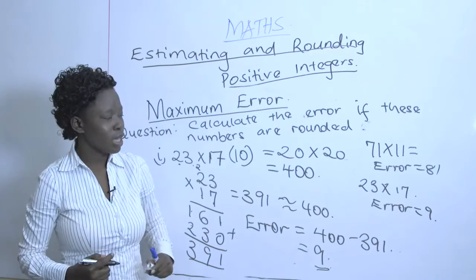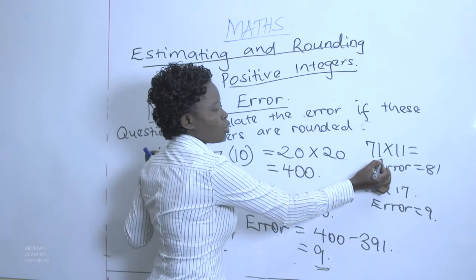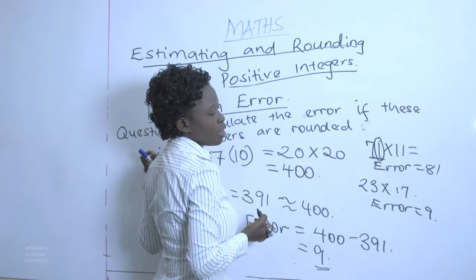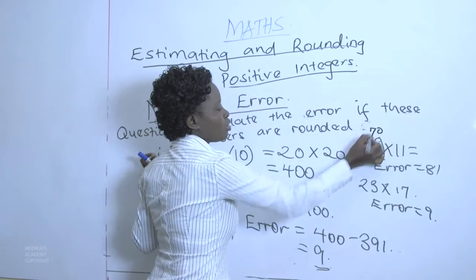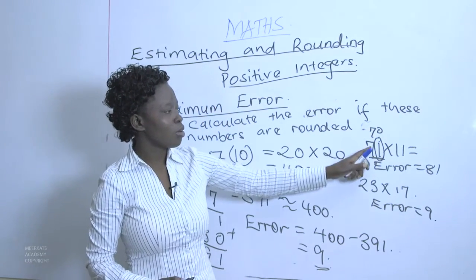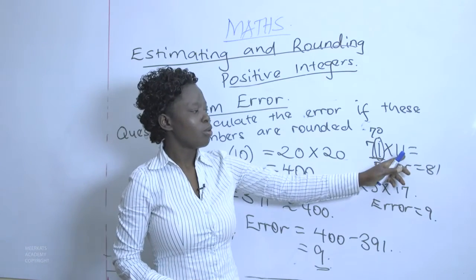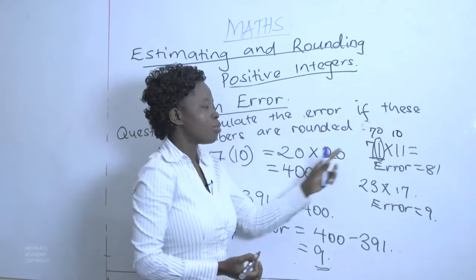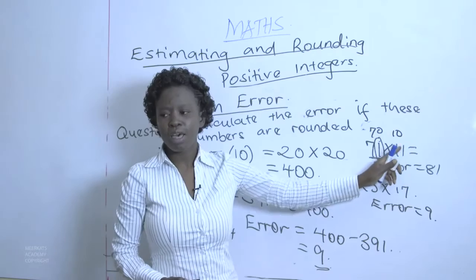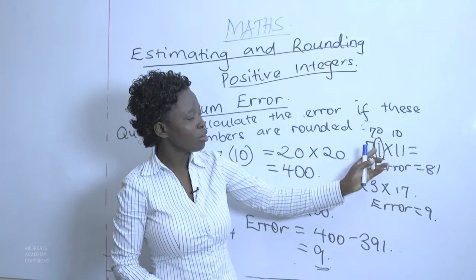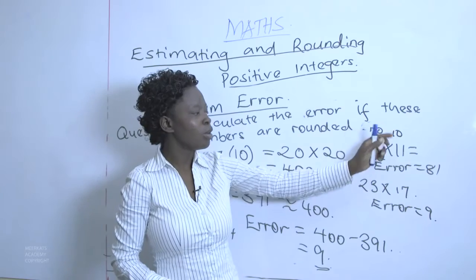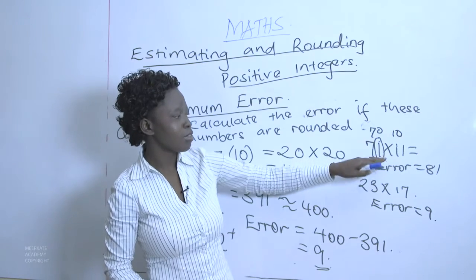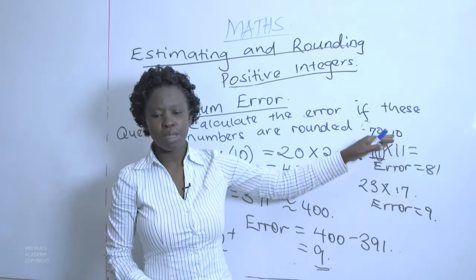And this is what we can discover: when you are rounding 71, the 1 was less than 5, so it was rounded down to 70. 11, the 1 was also less than 5, so it was rounded down to 10. So in both cases, all the numbers are being rounded down. Not one is rounded up and the other one down. That is not the case in this equation. All of them are being rounded down.